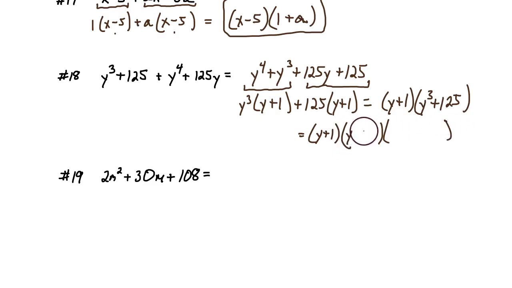The cube root of y cubed is y. Keep the positive sign, and the cube root of 125 is 5. Now square that y. You get y squared. Change that sign to a minus. Take the product of those things. You get 5y, and then square the 5. You get positive 25. So here is the final factored form on that one.